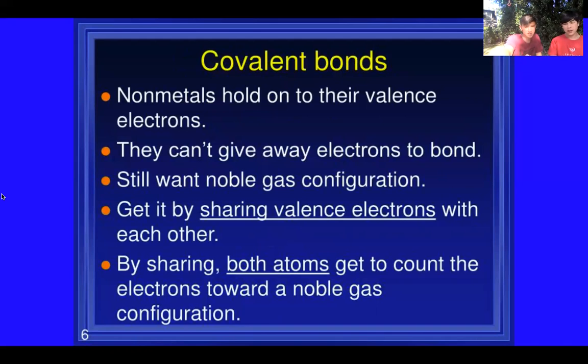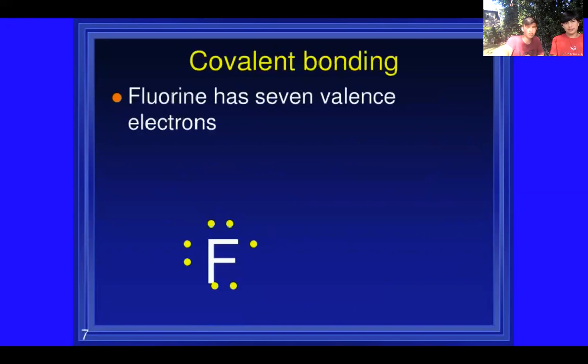Covalent bonds, on the other hand. They are nonmetals, and the nonmetals hold on to their valence electrons. They can't give away electrons to bond, like getting stolen or something like that. But they still want the noble gas configuration. They get it by sharing valence electrons with each other. By sharing, both atoms get to count the electrons toward a noble gas configuration. So this is better for both atoms. However, it is weaker for both atoms. So an ionic bond is stronger.